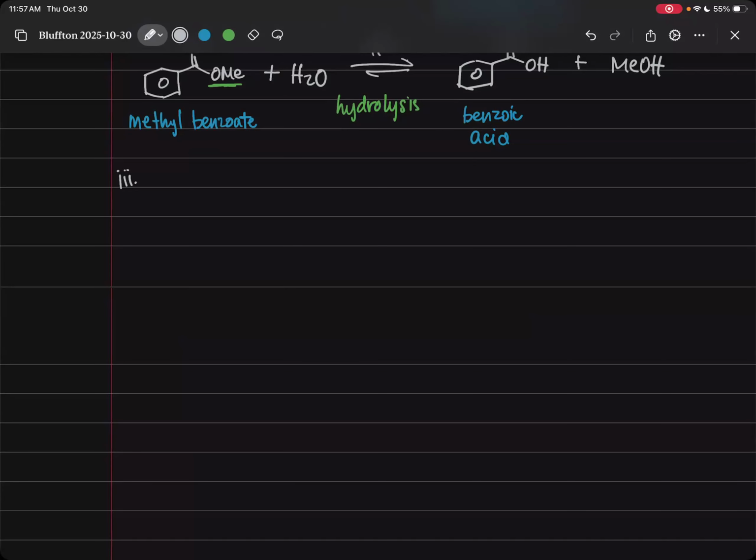Last really short method for synthesizing esters, we actually already talked about. And that's acid chlorides. So if we take an acid chloride and react it with an alcohol, this looks like the Fischer esterification, except we're starting from an acid chloride. In this case, we don't need a catalyst. We don't need heat. In fact, the reaction probably generates quite a bit of heat. And that's going to give us our ester.